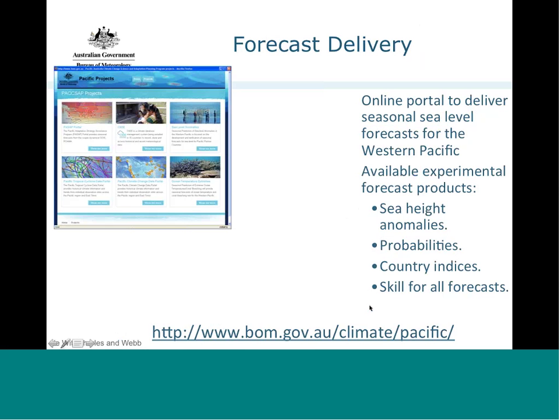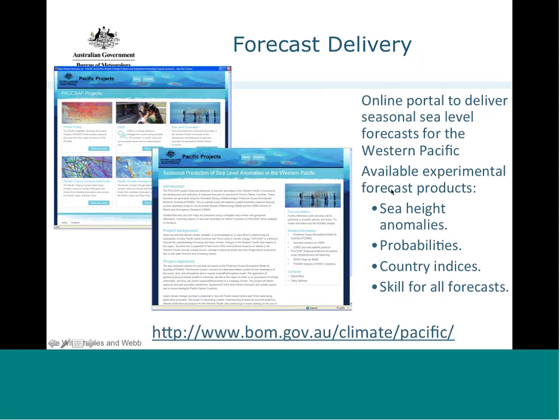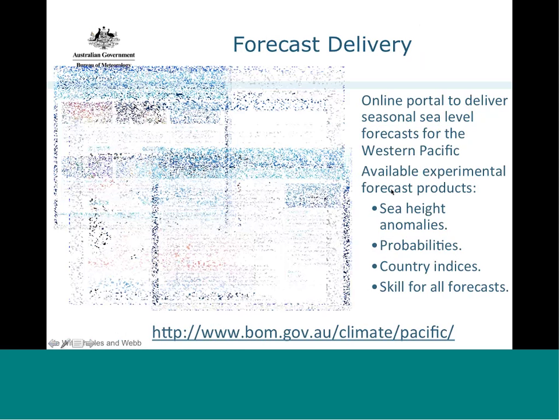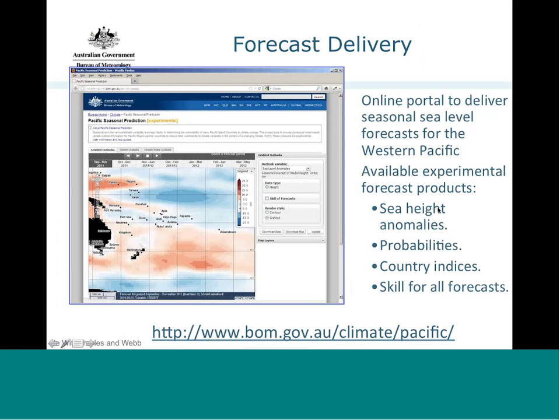So we've developed web pages to deliver these forecasts to our users. We have an online portal, the website of which you can go check out at this link here. We developed quite a few products showing sea height anomalies, probabilities, small indexes for each of the countries, and as well as that we've provided skill for all of the forecasts so that people can investigate, if they've got a forecast coming up, just how accurate it should be in the future.